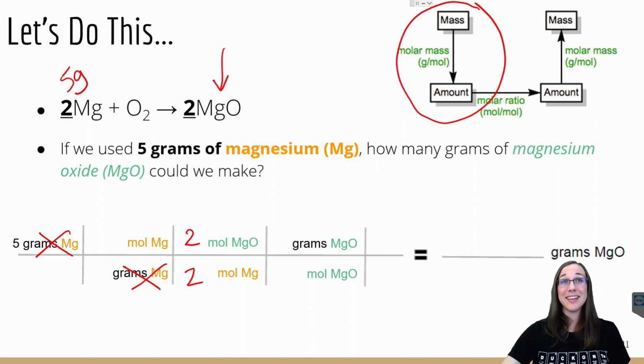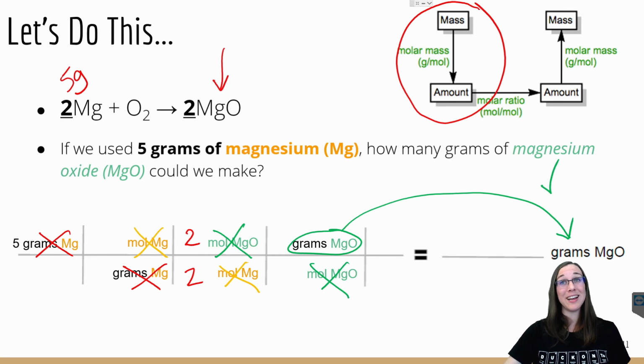Let's go back and cancel. We'd see that our moles of magnesium would cancel here. We see that moles of magnesium oxide would cancel here. And we would in fact be left with our grams of MgO. So we know we've set it up correctly.